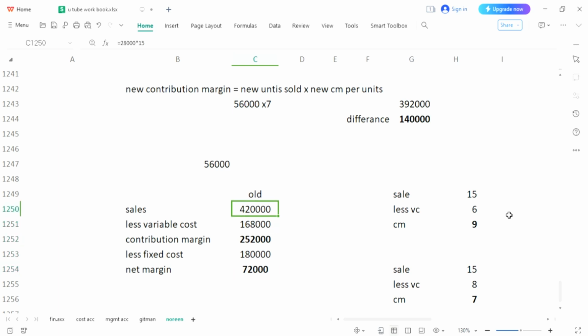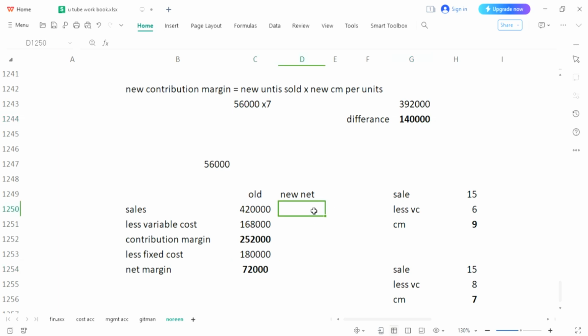This was the old, and we actually decided to increase fixed cost by 140,000 to get the same profit. Okay, this was our commitment. Now we will see how it happened. Without calculation we have pre-decided that fixed cost would be increased by 140,000 to get the same profit of 72,000. Understood? That was our commitment.